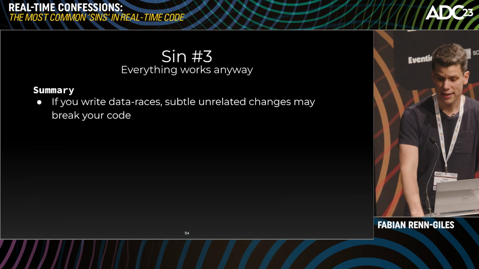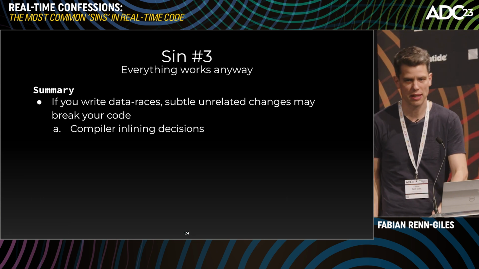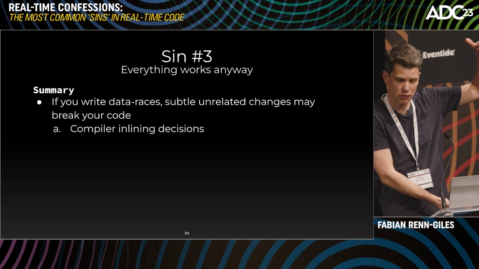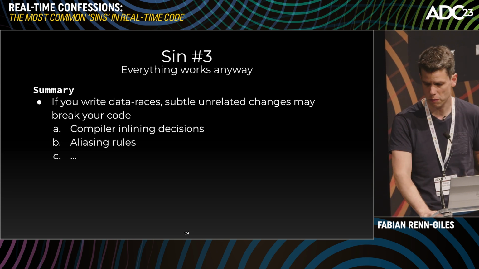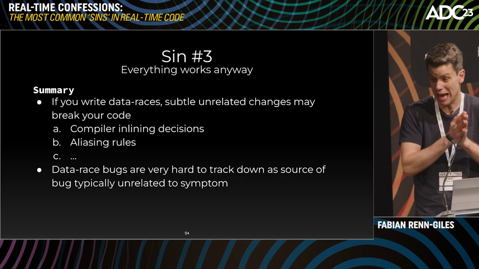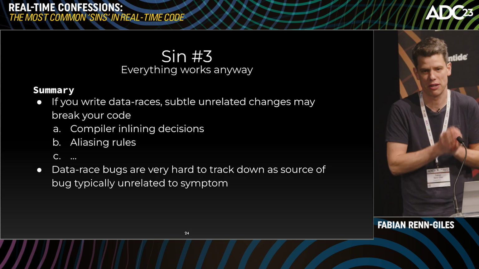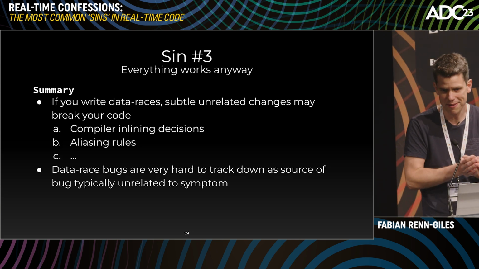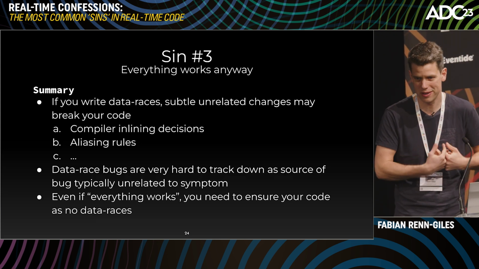Summary: if you write data races, subtle, unrelated changes may break your code. You're changing something here, adding link time optimizations, your code breaks. The compiler decides to do different inlining because maybe you added some stuff to your function, so it decides not to inline something else, suddenly your code breaks. Aliasing rules: you change a type, suddenly your code breaks, right? So data race bugs are really hard to track down, and I'm including this slide in this talk because I've been at multiple companies where there was a full week of all engineers hands on deck trying to fix a data race bug. Imagine how much that costs when you have 20 engineers full-time working on a single bug. That's a lot of money. And so even if everything works today, that's no excuse to not write your code data race free.